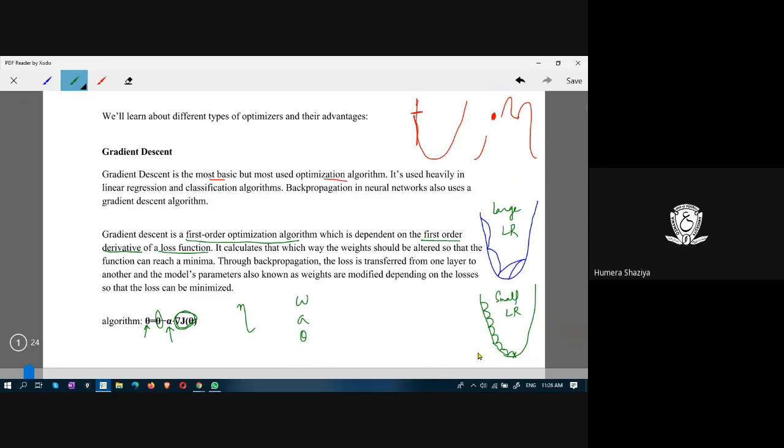And this gradient descent is used to calculate the weights and alter the weights so that the function can reach the minima. What is the minima here? The optimal value. And through backpropagation, the loss is transferred from one layer to another, and the model's parameters, also known as weights, are modified depending on the loss. Whatever your loss is, depending on that, eventually the goal is to minimize the loss.